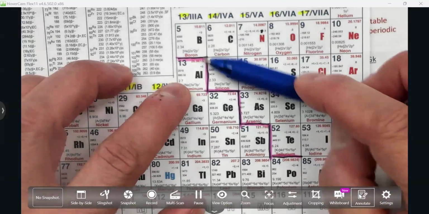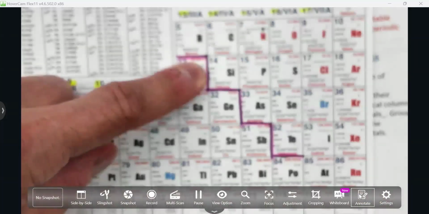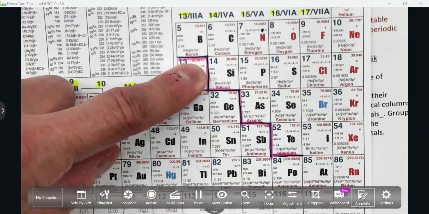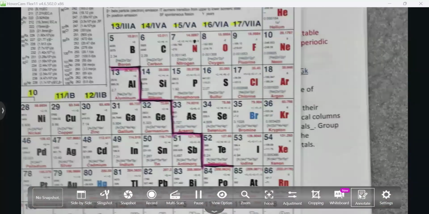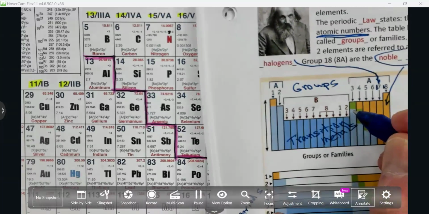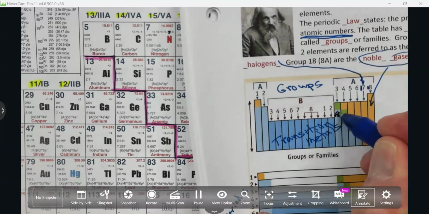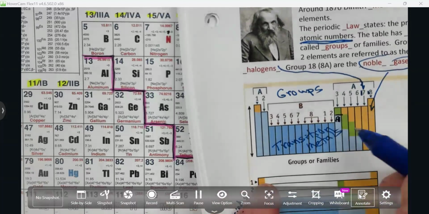The ones that border this staircase line are your metalloids. They're not really metals. They're not non-metals. They're kind of in between. But aluminum is not counted. So put in a staircase line right there. That would match up what we have in green. And then notice aluminum is right here, not counted. So this is the line.